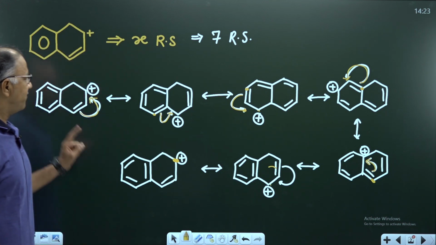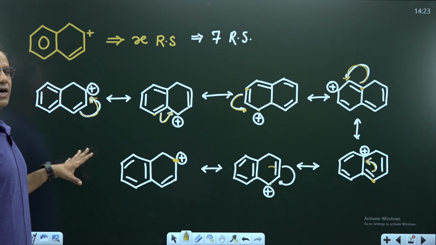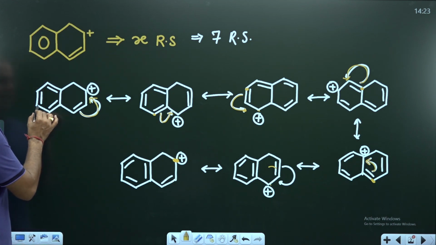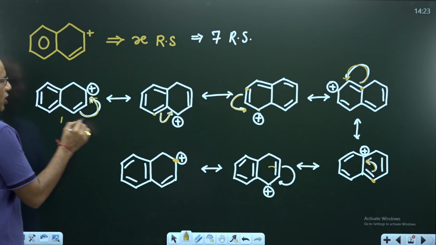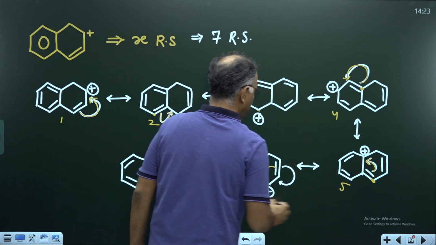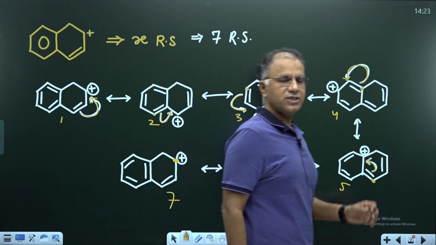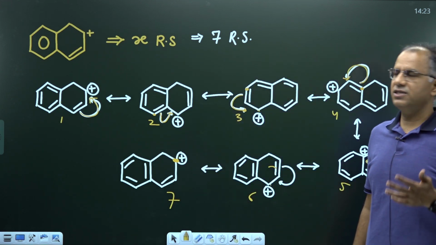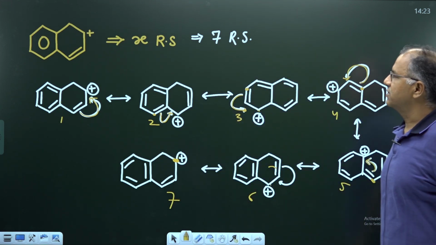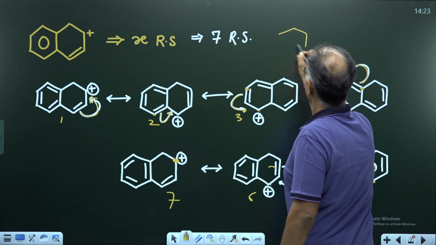Now what about this first and last RS? Are they identical? They are not identical, because of the change in position of this pi bond. So how many resonating structures will form? There will be a total of 7 RS. You have to remember this problem. I will explain in a further lecture what the significance of this is. You have to remember. What you have to remember?